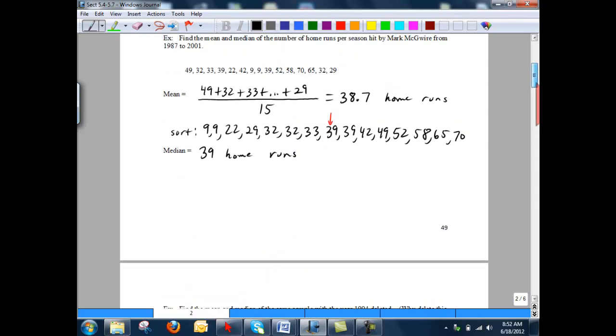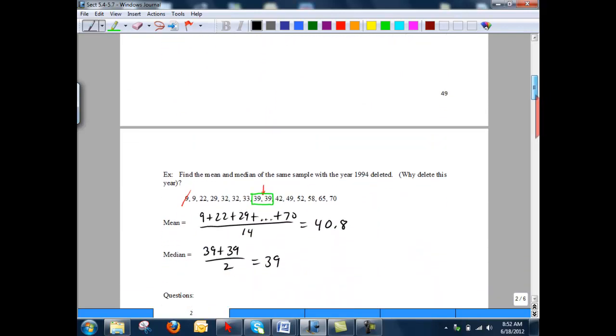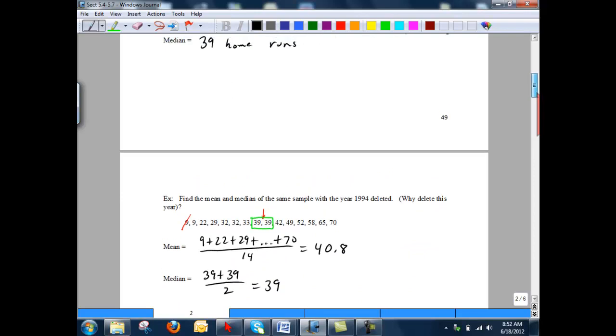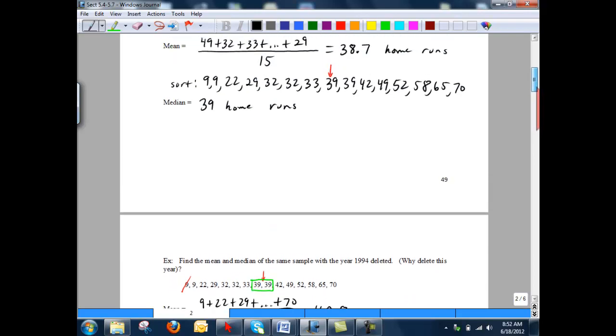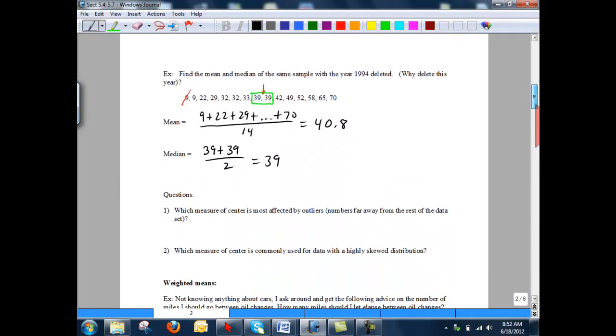The mean, notice, went from 38.7 to 40.8 when I deleted the outlier 9. Whereas the median, in this case at least, didn't even change at all. 39 stayed at 39. If you think about a more extreme example, what if this 9 had somehow been a huge outlier? Maybe instead of being a 9, it was a 9 million or something, and it'd be an outlier way out here at the high end.